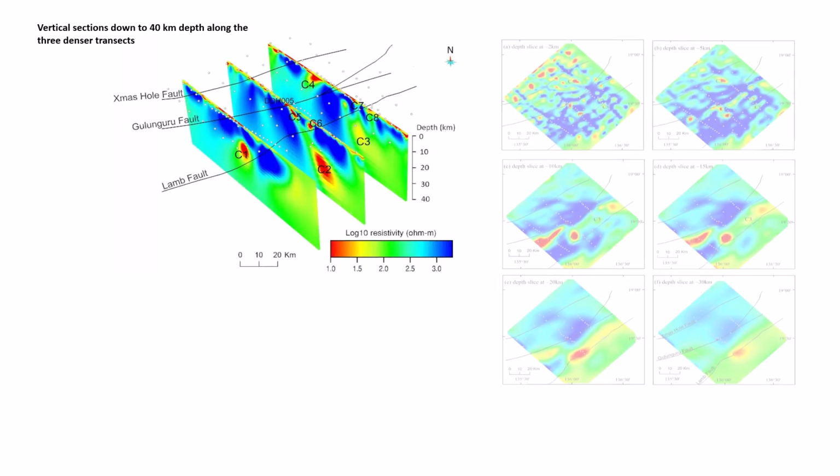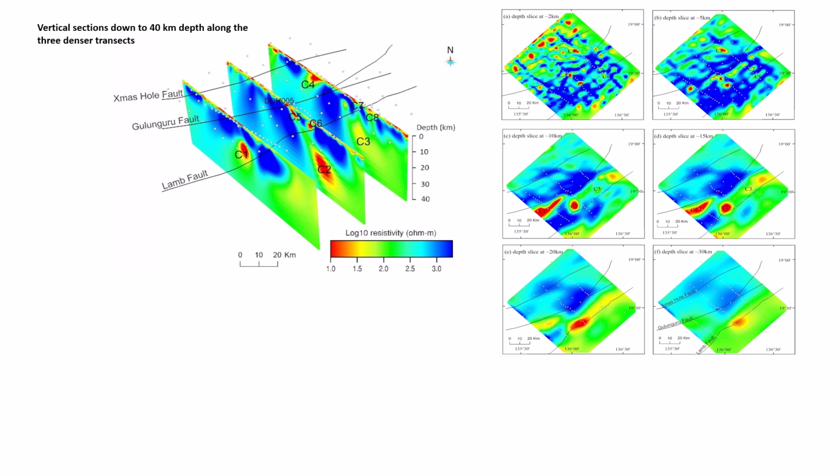So now I will show you some vertical sections along the denser transects and the same depth. Some depth slices are obtained at distances of 2 kilometers, 5, 10, and 20 kilometers, and these are called the 3D sections. In that scale, there are some conductive zones C1, C2, C4, C5 in the background of highly resistive sections and low resistivity sections.